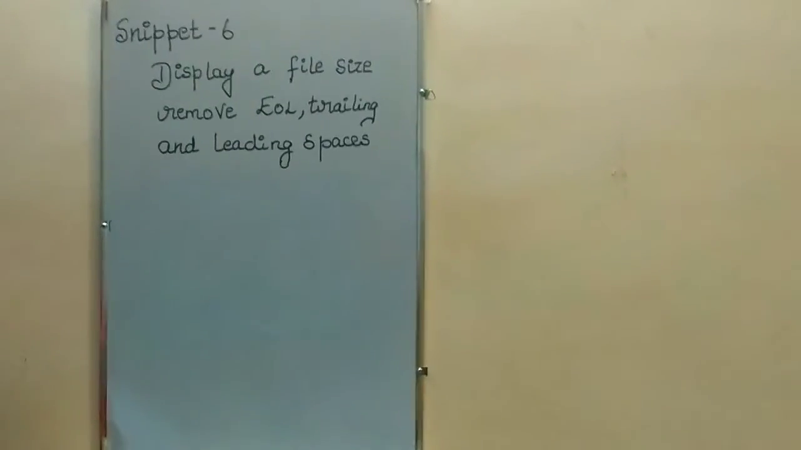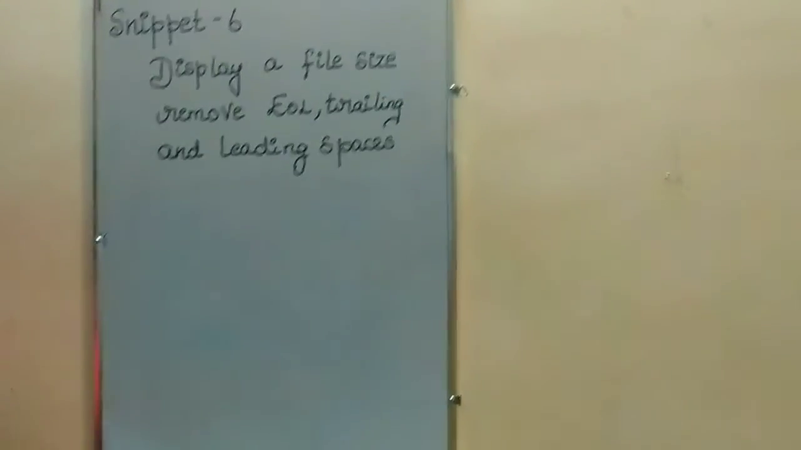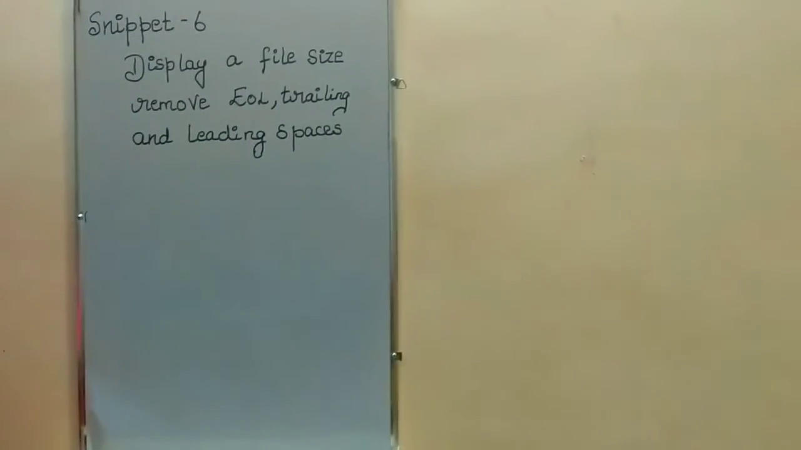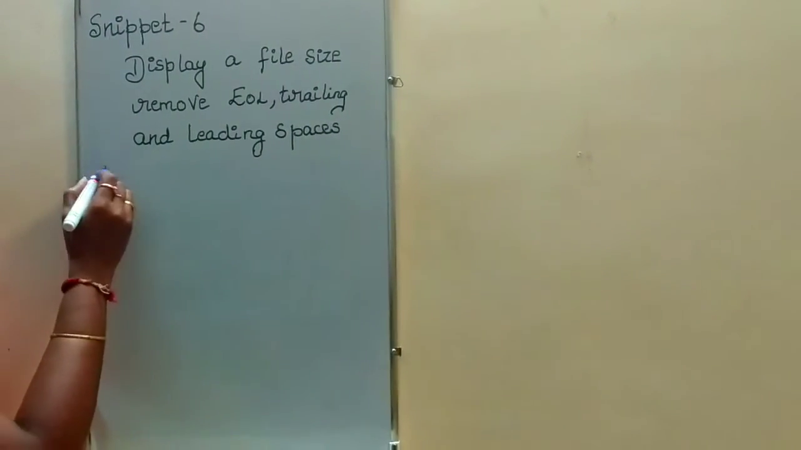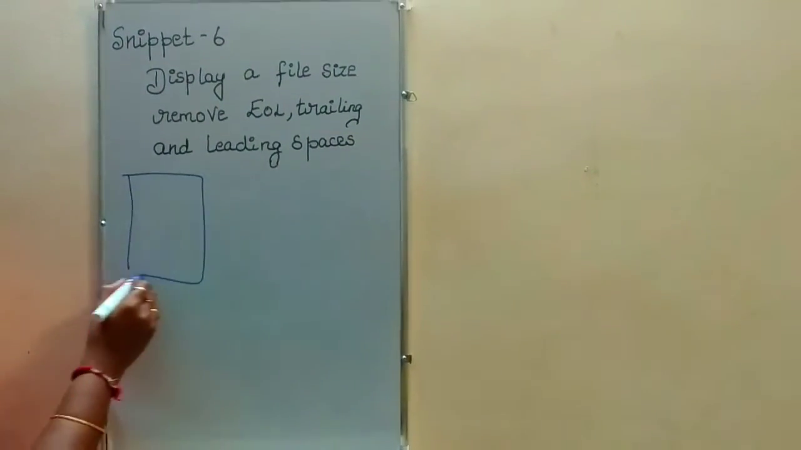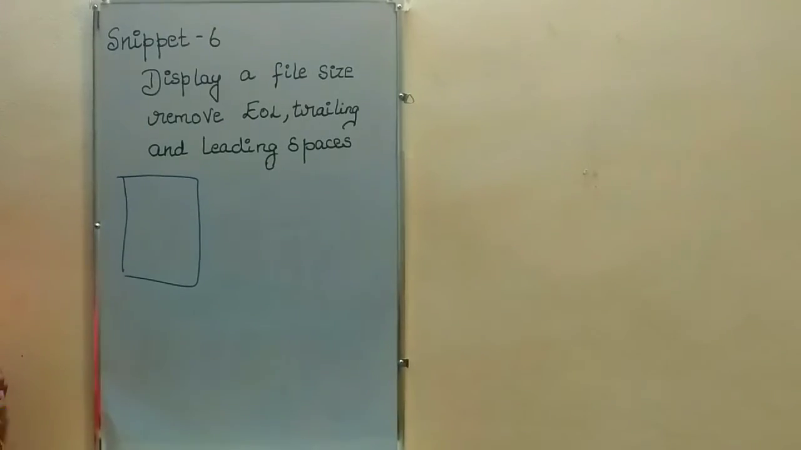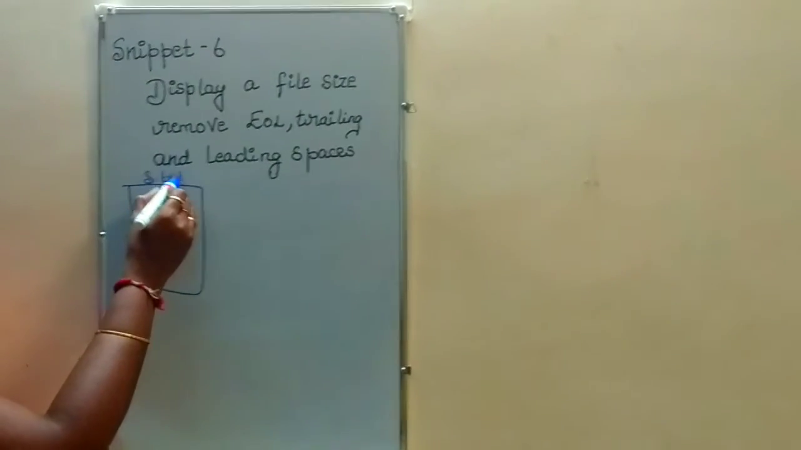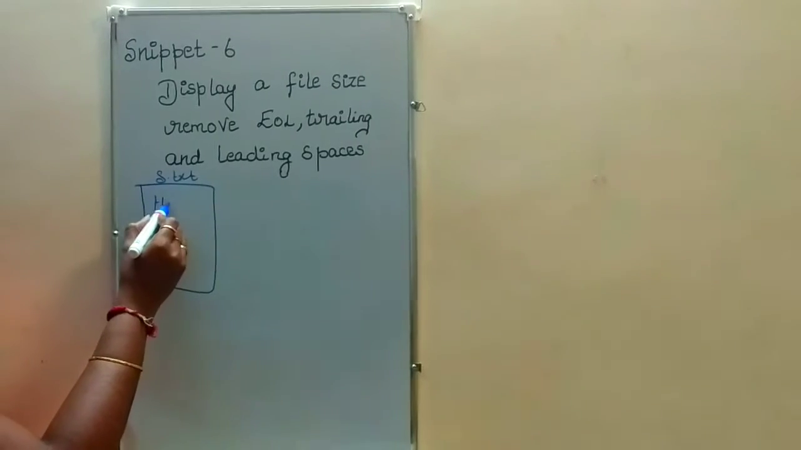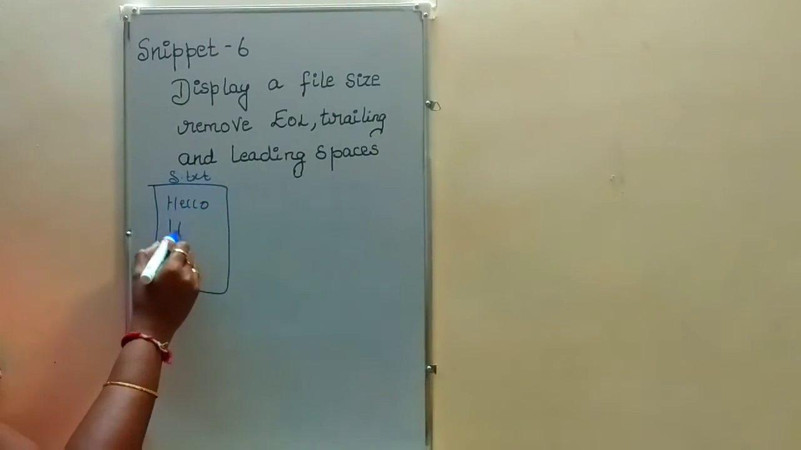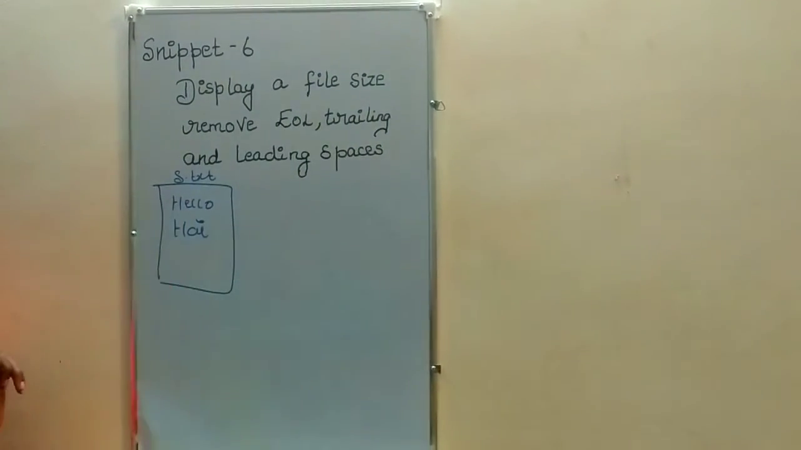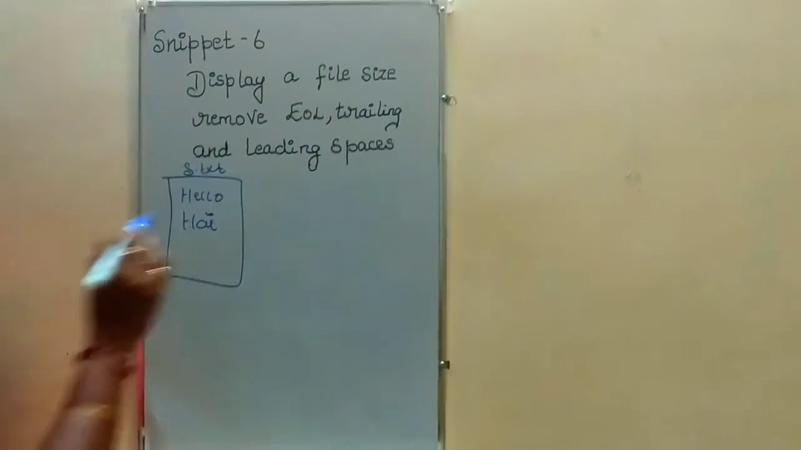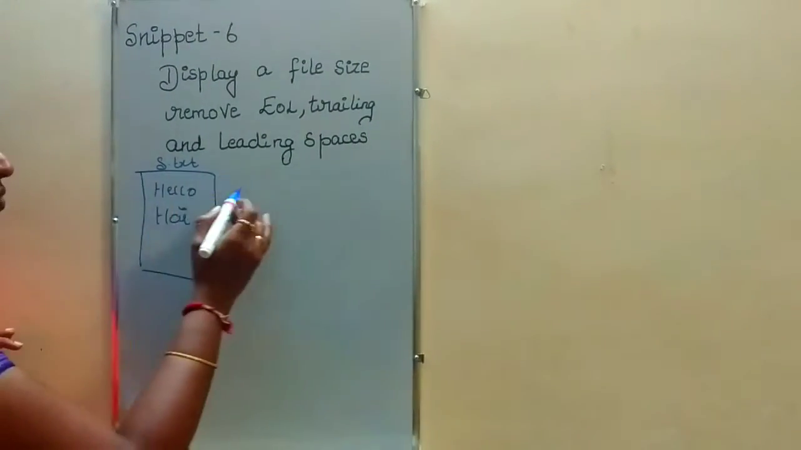So whatever operation you are going to perform on the file, first the file must be opened. So let us take one example. I have one file and I have created it using an editor, s.txt file. Inside this txt file I have hello and then hi. So I am going to read this file. For that, first you have to open this file.